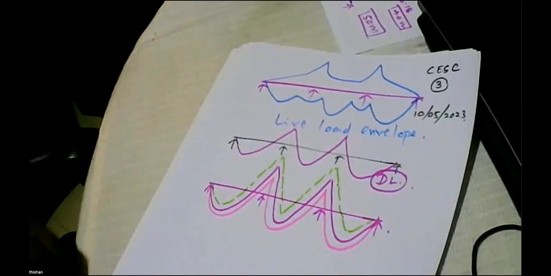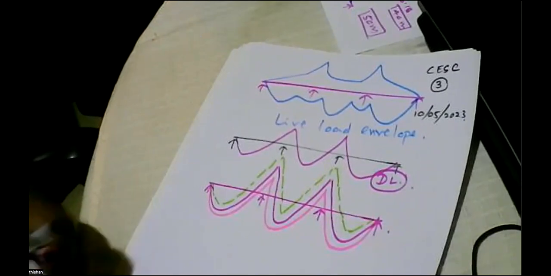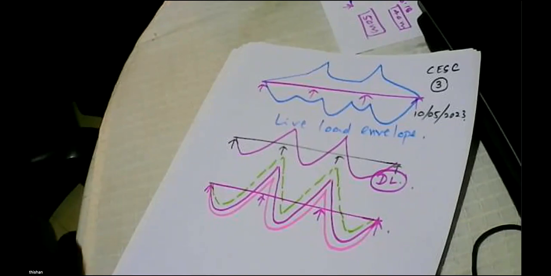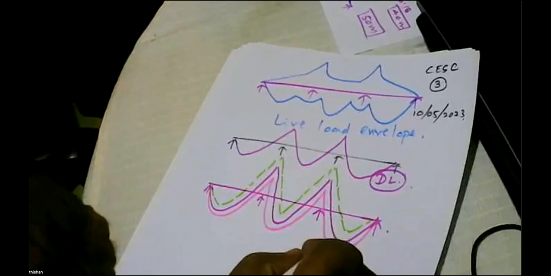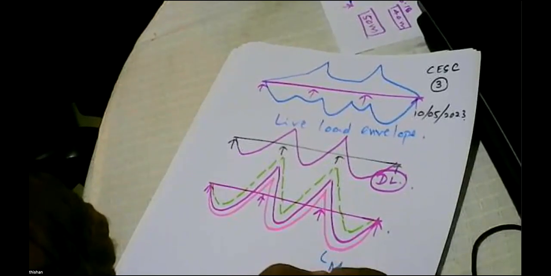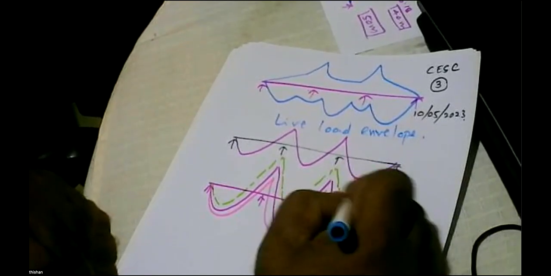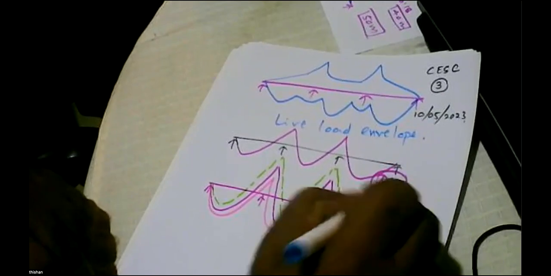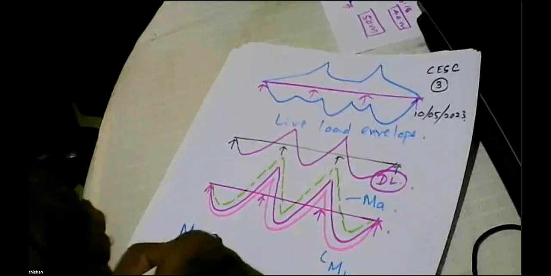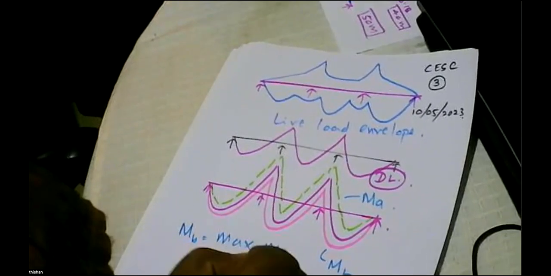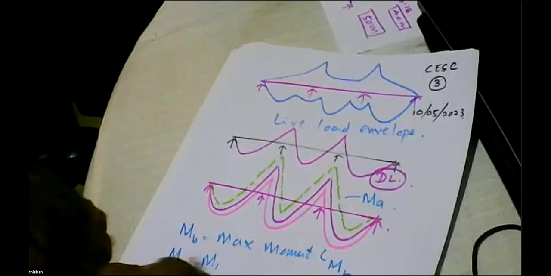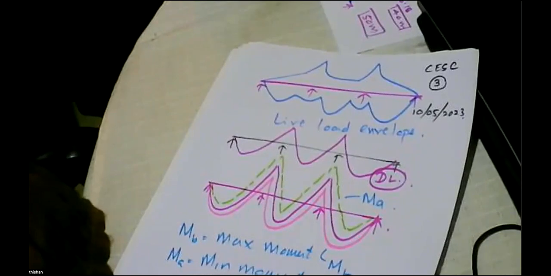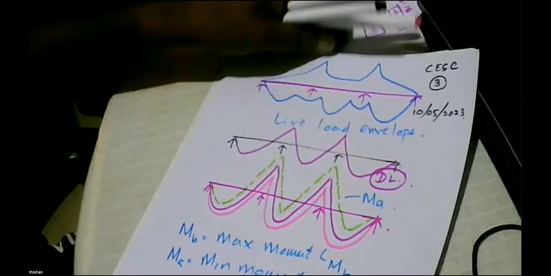To go like that. Then you might ask, so how are we going to identify them? We'll call this MB. We call this MA. So MB is maximum moment, MA, minimum moment. Okay. MA is maximum moment, MB is minimum.